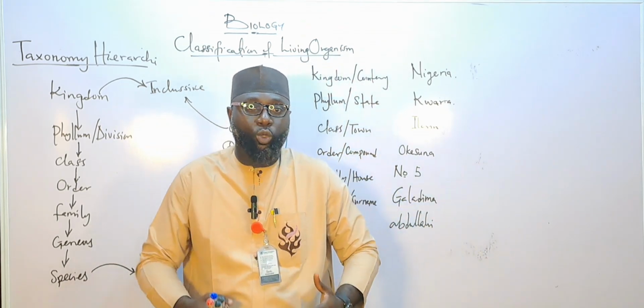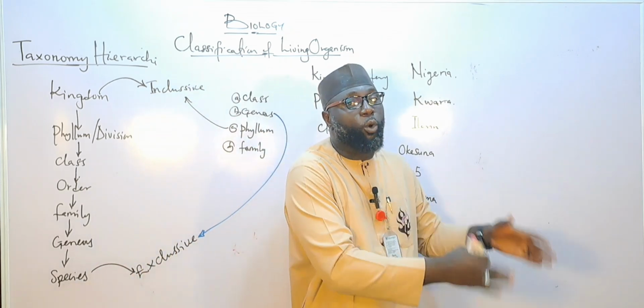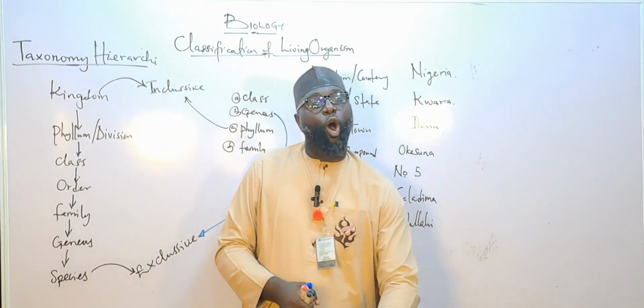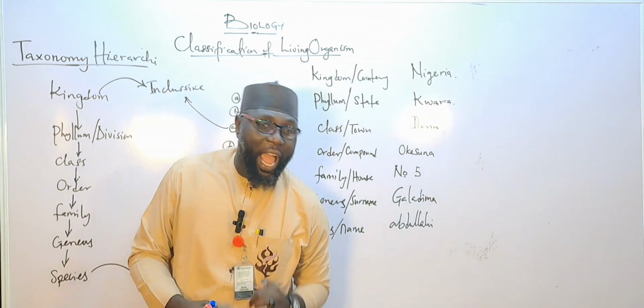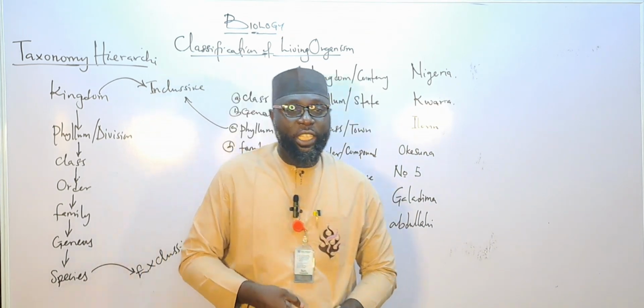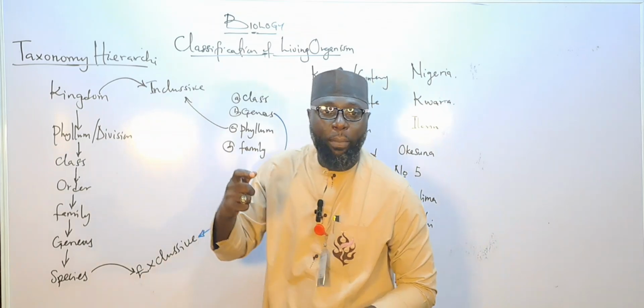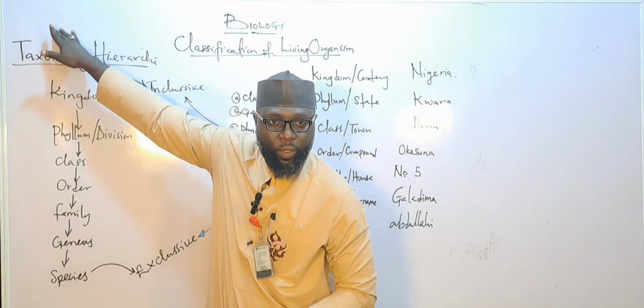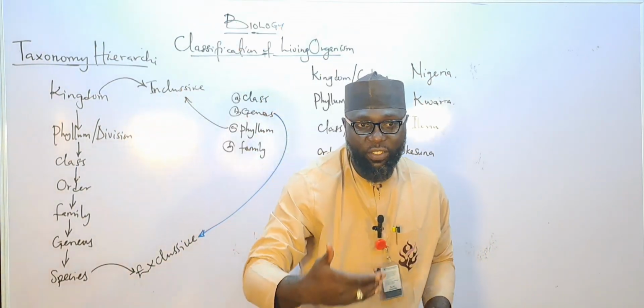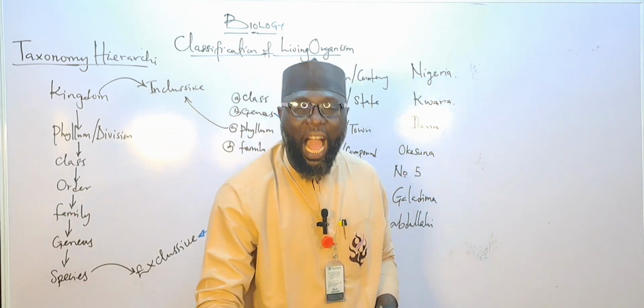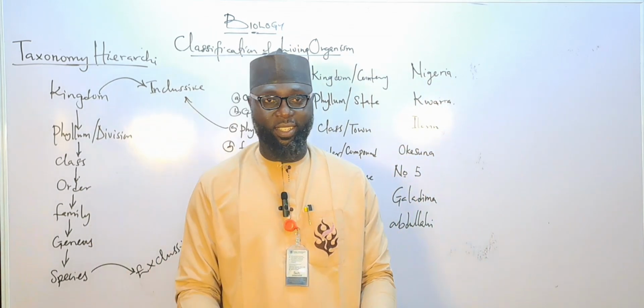He wanted to write his own book and publish the book. So under Carolus Linnaeus' work, the man brought about the idea of taxonomy. What is taxonomy? It is the science of classification, identification, and nomenclature of all living things.